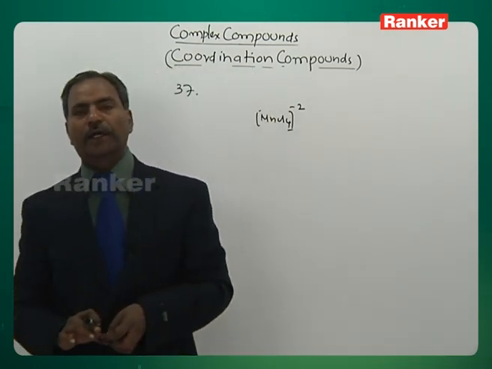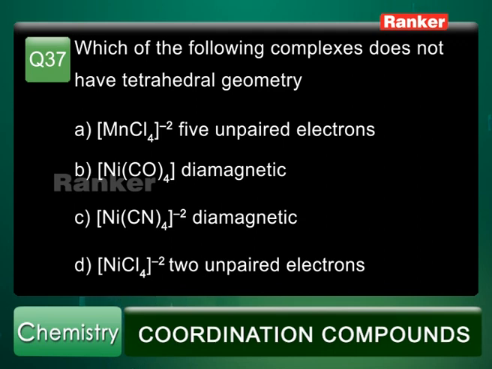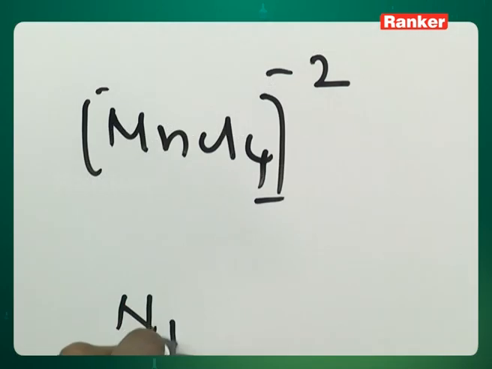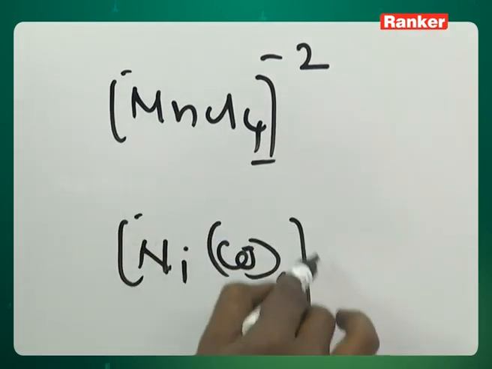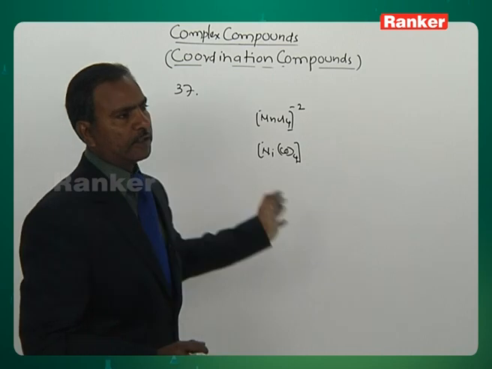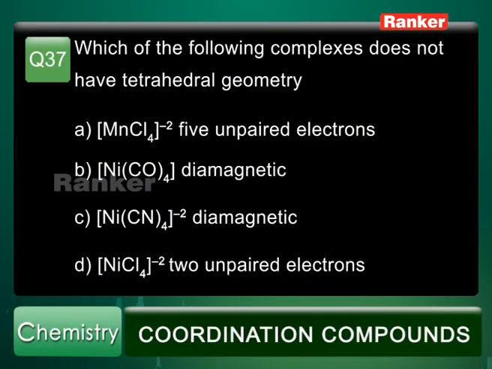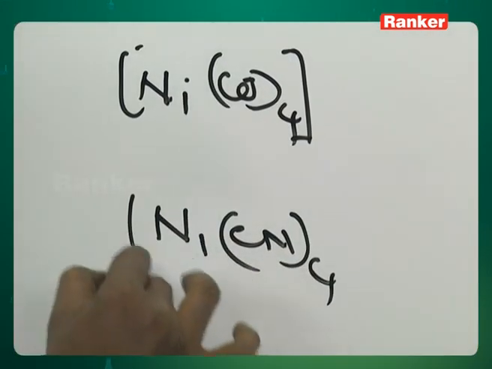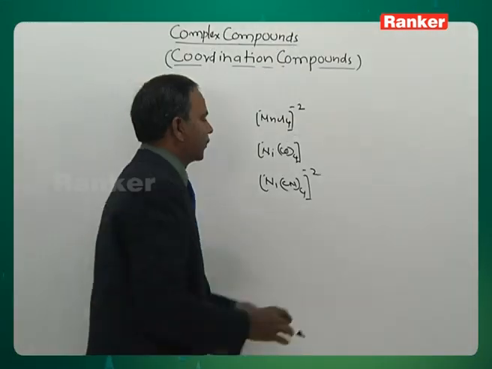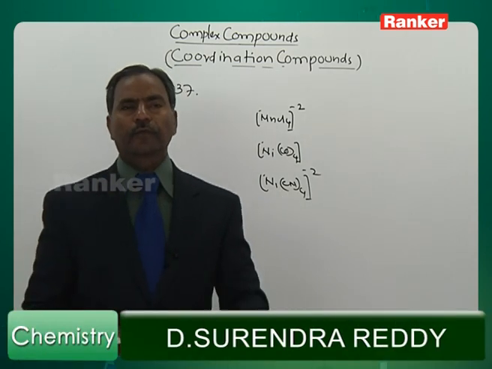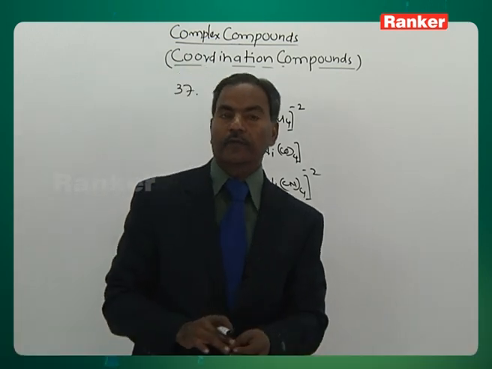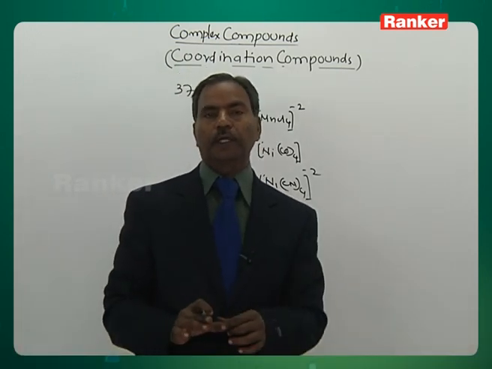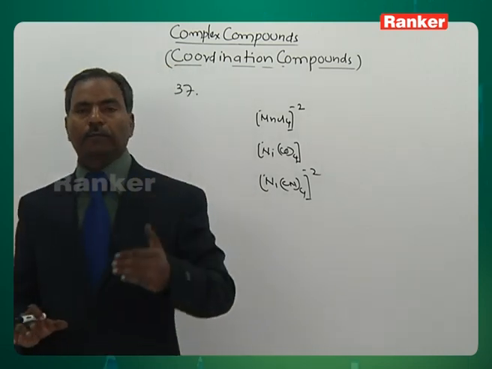Nickel tetracarbonyl is diamagnetic. As we discussed, nickel tetracarbonyl is sp3 with tetrahedral geometry. Next, nickel tetracyanide, diamagnetic. Nickel tetracyanide minus 2 means nickel plus 2. Cyanide is a strong field ligand. The electrons get paired and one orbital becomes vacant. Then that complex should not have tetrahedral geometry.